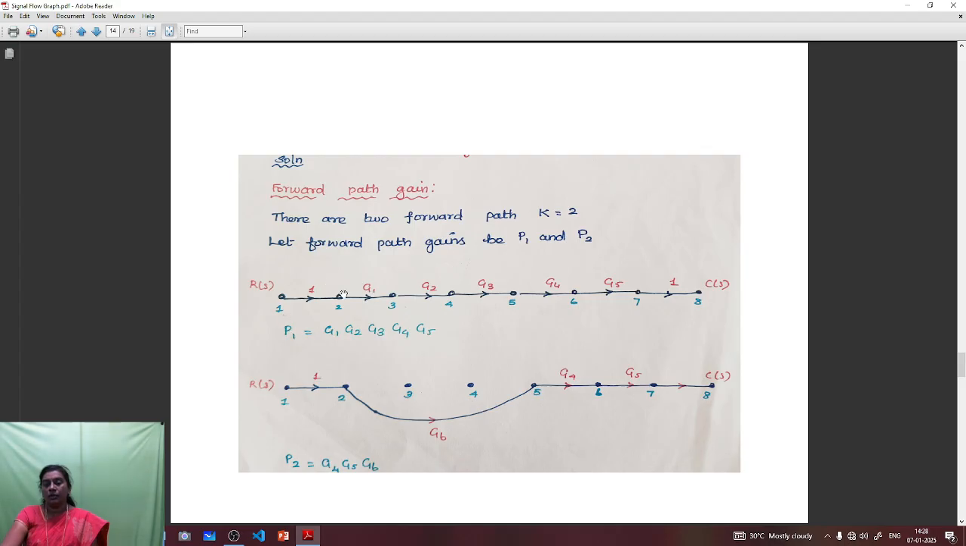So we have to find out the forward path gain for path number 1, that is represented as P1. So P1 is equal to G1 into G2 into G3 into G4 into G5. So this is the forward path gain. Then we will consider the second forward path. For this, the gain can be represented as P2, which is given as G4, G5 and G6. So this is the gain of the second forward path.